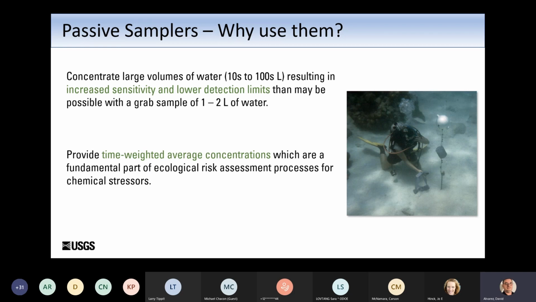Depending on the type of sampler that you're using, passive samplers concentrate chemicals from large volumes of water, anywhere from tens to hundreds of liters over the deployment period that they're exposed, which results in increased sensitivity and lower detection limits than may be possible with traditional sampling techniques, such as going out and taking a grab sample of water. Results from a passive sampler are often expressed as the time-weighted average concentration of that chemical, which then can be related back to ecological risk assessments to help determine potential exposure.